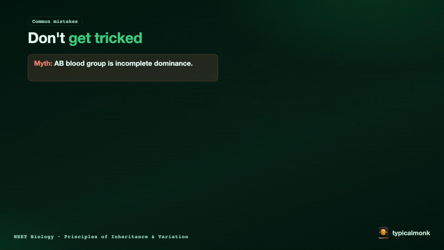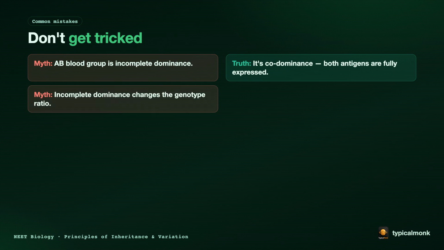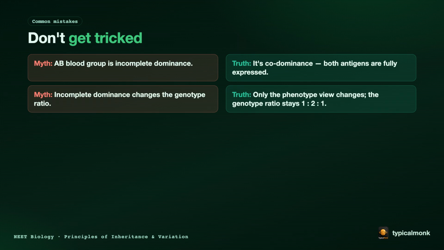Now let's clear the mistakes students fall for. Myth. The AB blood group is incomplete dominance. Truth. It is co-dominance. Both antigens are fully expressed. Myth. Incomplete dominance changes the genotype ratio. Truth. Only the phenotype view changes. The genotype ratio stays 1:2:1.